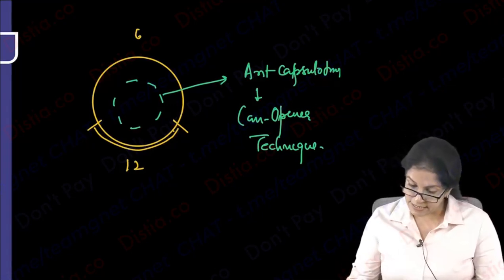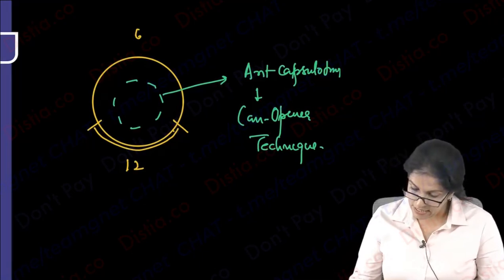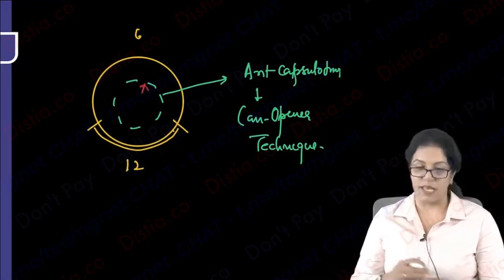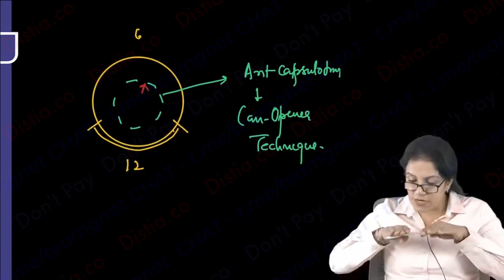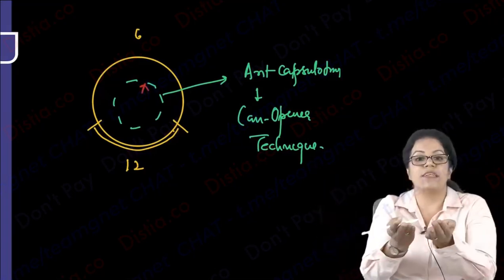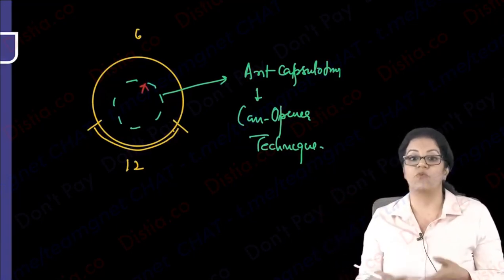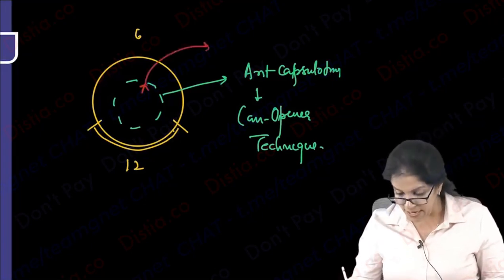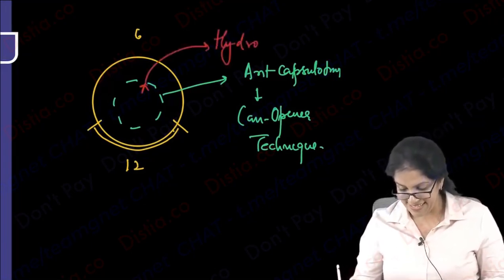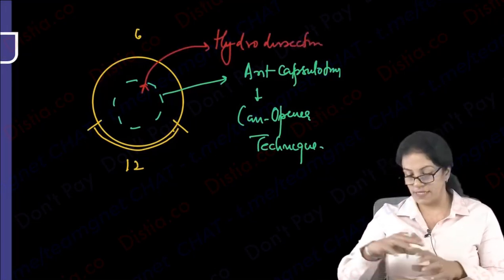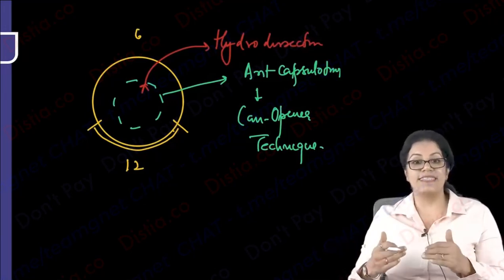Once we have done this, what is the next thing? Inject water under the margin of this capsule. Water is going to go under the anterior and whole of the posterior and separate the capsule from the lens. How are you separating it? Through water. So we call it hydrodissection. This is the reason we call it hydrodissection. Now, once it is separate, what is my next step?